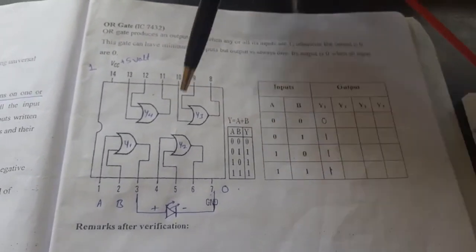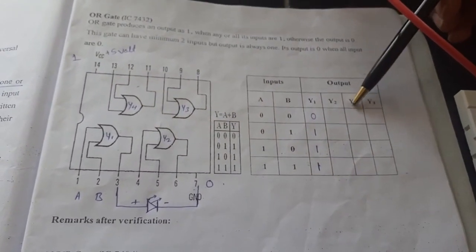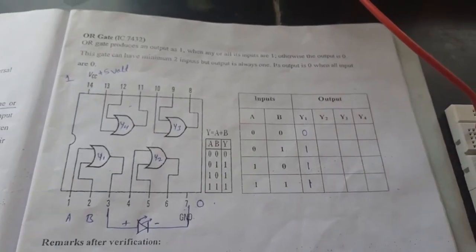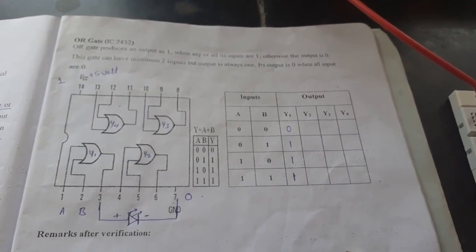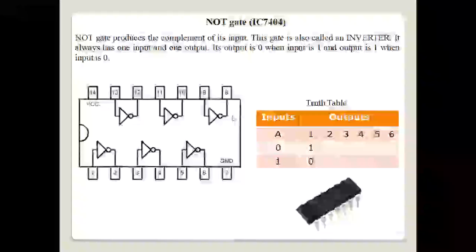Similarly, we have to verify the Y2 gate, Y3 gate and Y4 gate, and note down the output. Similarly, we have to do the same experiment for the different gates, that is the AND gate, NOT gate, NAND gate and NOR gate. That is the NOT gate.